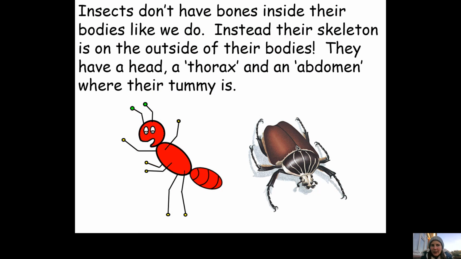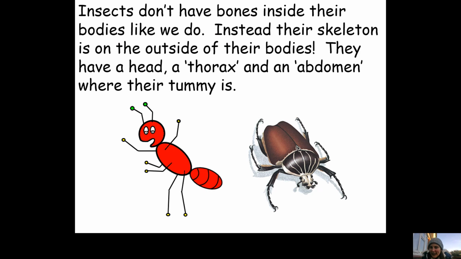So, the reason that we're looking at insects today is because insects don't have bones inside their bodies like we do. So they don't have a backbone. Can anyone think what that makes insects? Are insects vertebrates or invertebrates if they don't have any bones inside their bodies? Fantastic, they're invertebrates. Well done. So instead, they have their skeleton on the outside of their bodies, and this is known as an exoskeleton.